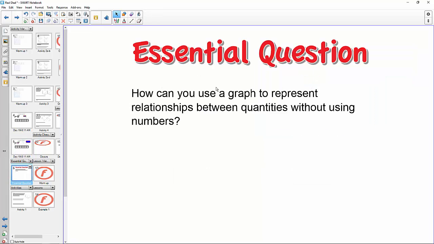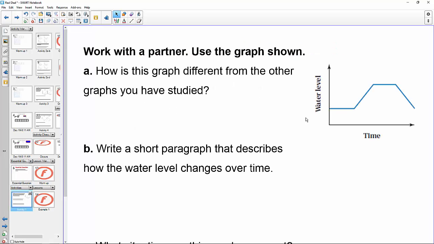And how can we use a graph to represent the relationship between quantities without using numbers? That's what we're going to really focus on today. So if I look at this here, what I want you to do is kind of think about what is happening between water level, which is your dependent variable, and your time, which is your independent variable.